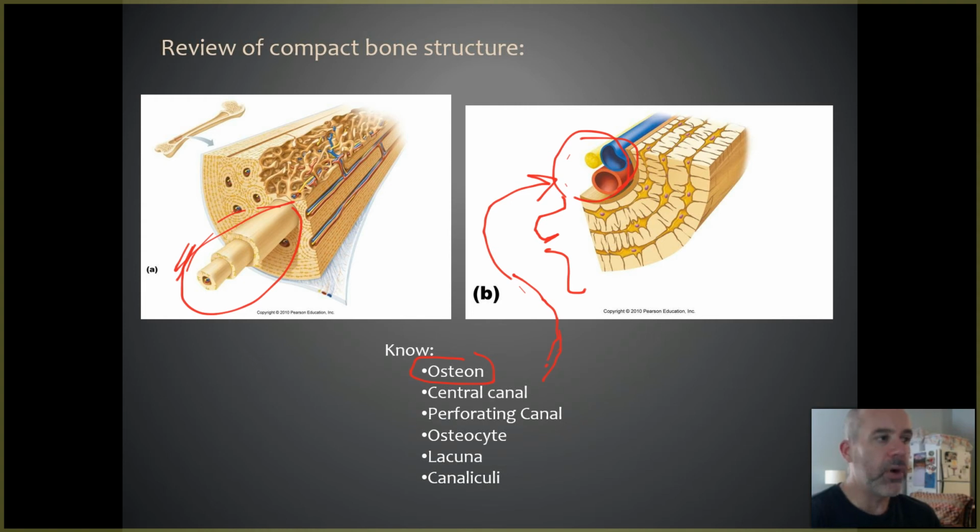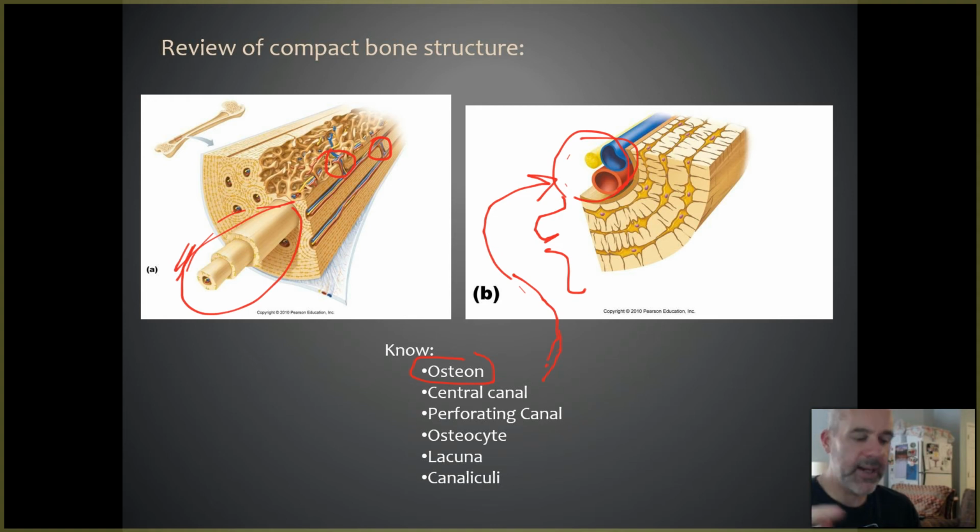Compact bone also has perforating canals within it, and those are like right there and right there. That allows a passageway for blood vessels from one central canal to another. And again, all of this is involved in making sure you've got a good blood supply within these osteons in the compact bone.